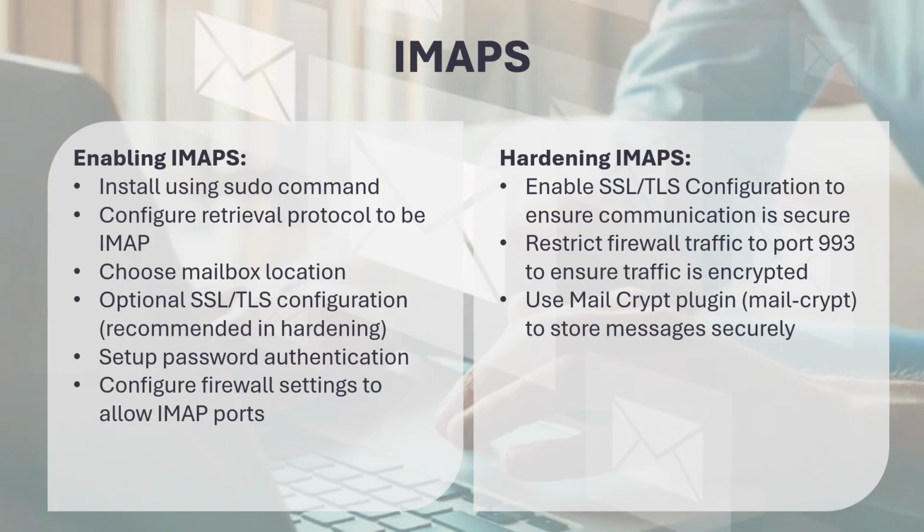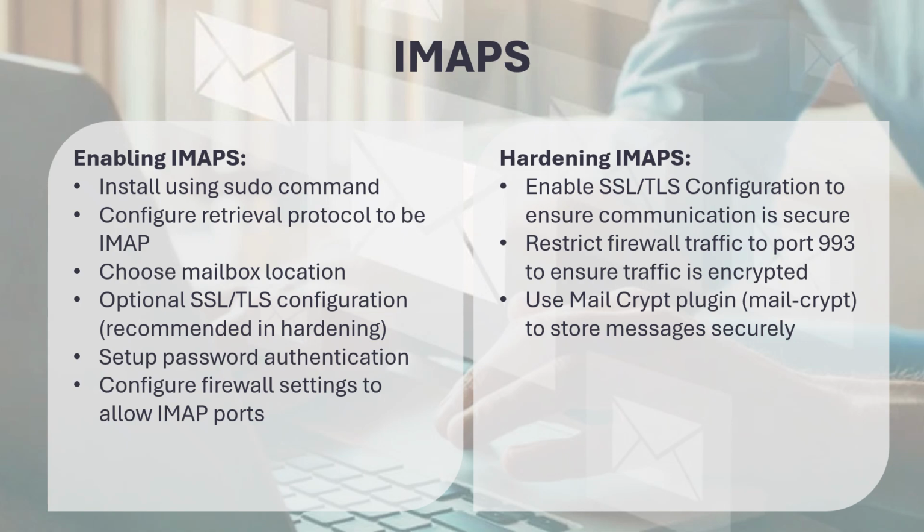IMAP can be enabled on Linux using Dovecot. First, you'll need to install Dovecot services using sudo apt install dovecot-imapd and choose IMAP using protocols = imaps. To complete the IMAP setup, you must select a mailbox location. Next, you will need to configure it to require SSL/TLS encryption for all IMAP connections.